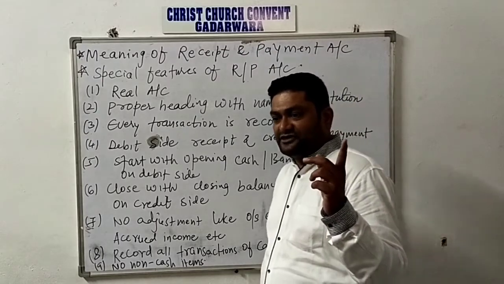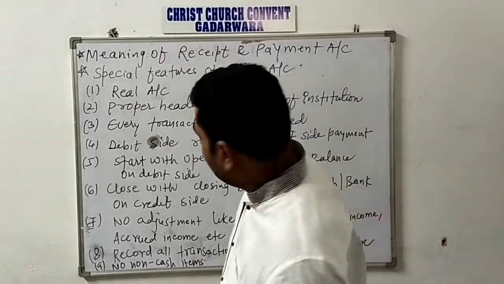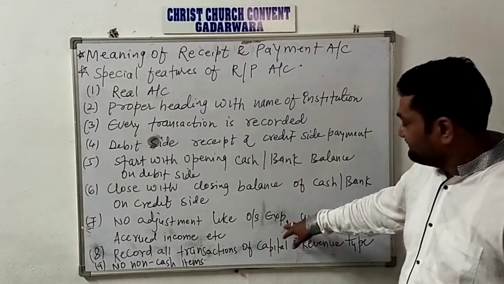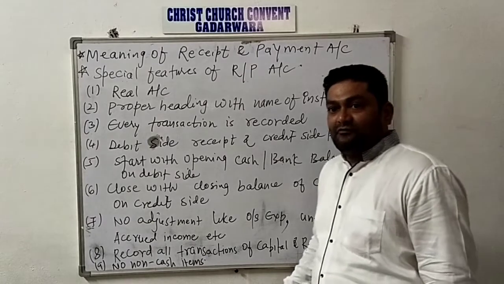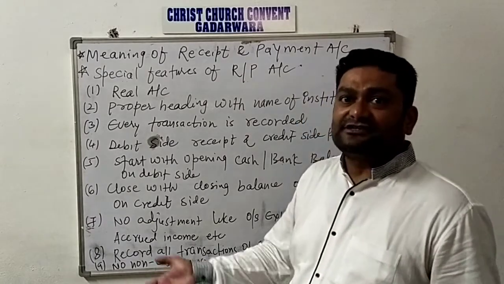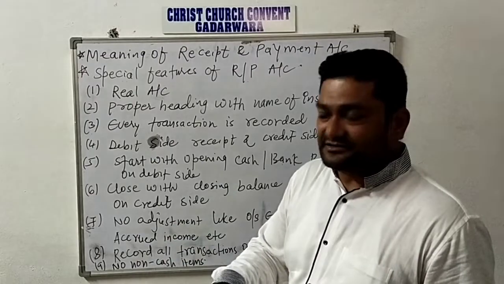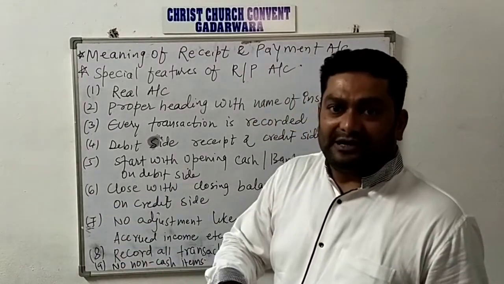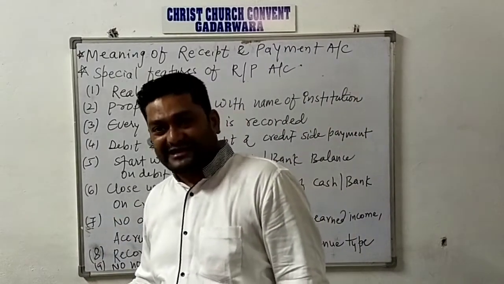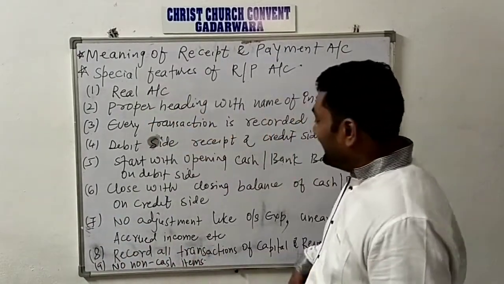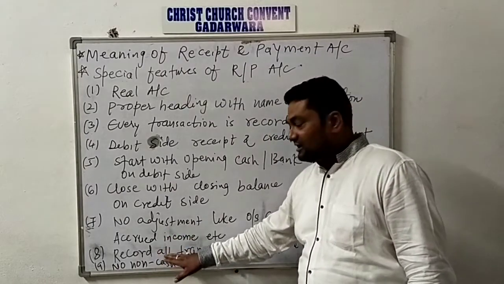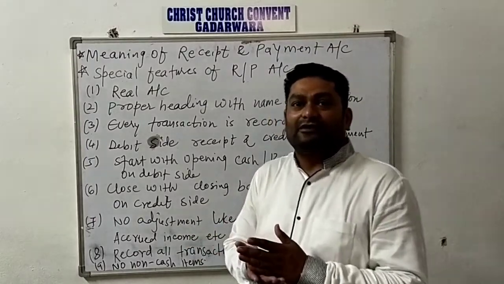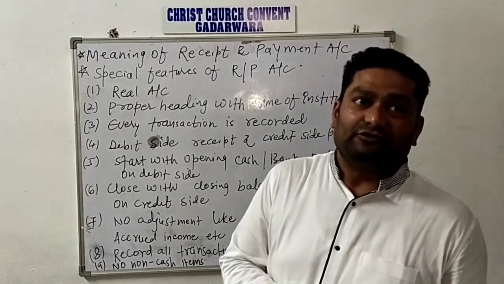Now no adjustment is made. What are the adjustments? Remember financial account with adjustment of 11th standard. No adjustment like outstanding expenses, unpaid. Unearned income. Unearned means the cash you have received but it is not earned yet. Third, accrued income. You have already earned but still not received in the form of cash. Accrued. And you have to record all the transactions regardless of whether they are of capital nature or of revenue nature.